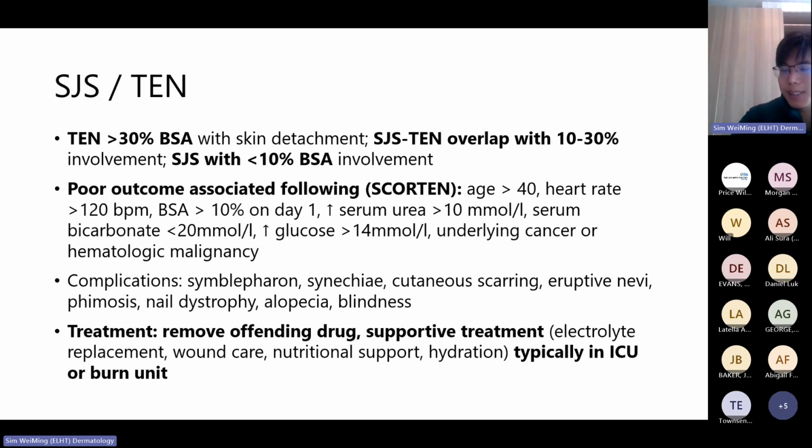But it may be the case where if the patient looks like crap, and then although you know that the mainstay of treatment is discontinuation of the drug and supportive care.